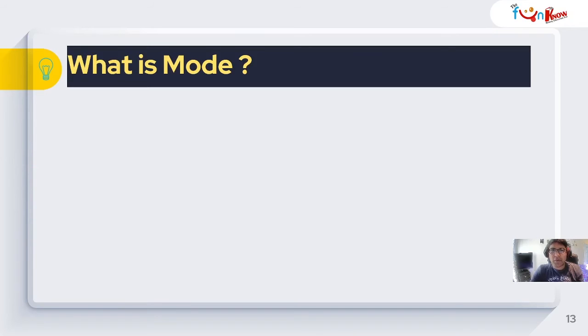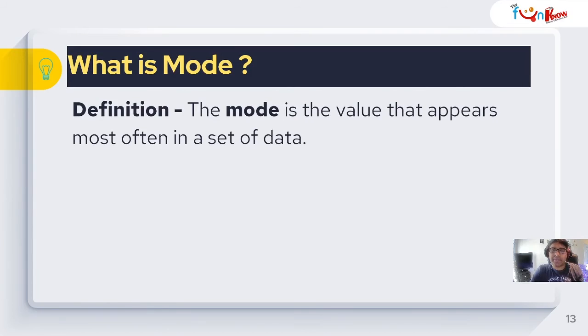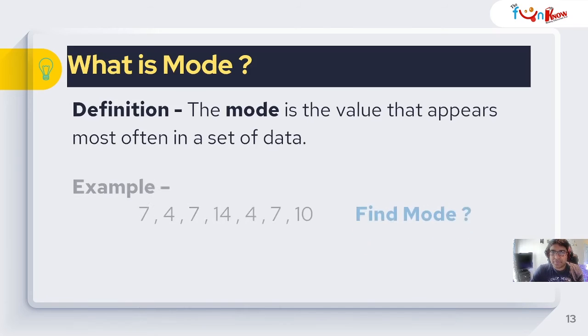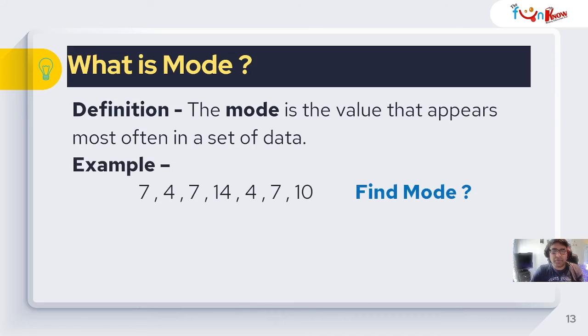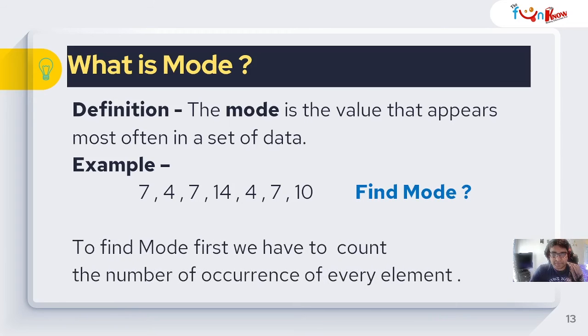So now we are going to learn about mode. So what is mode? The mode is the value that appears most often in a set of data. Assume we have been given this data: 7, 4, 7, 14, 4, 7 and 10, and somebody says find the mode. So we need to find out which number occurs how many times.